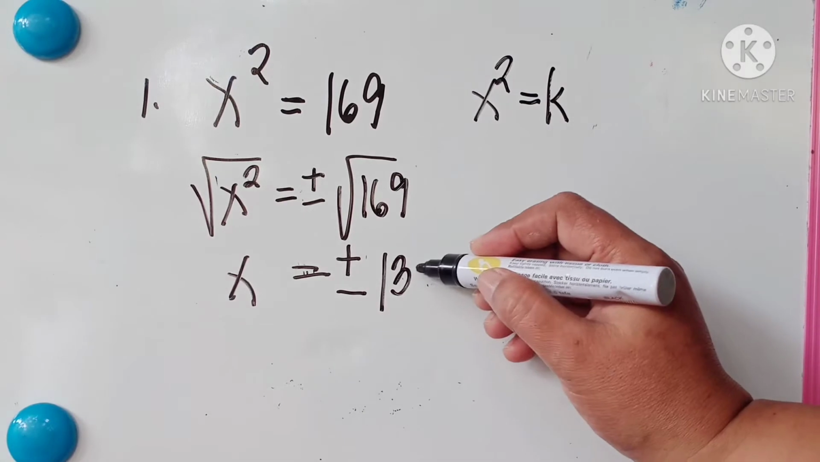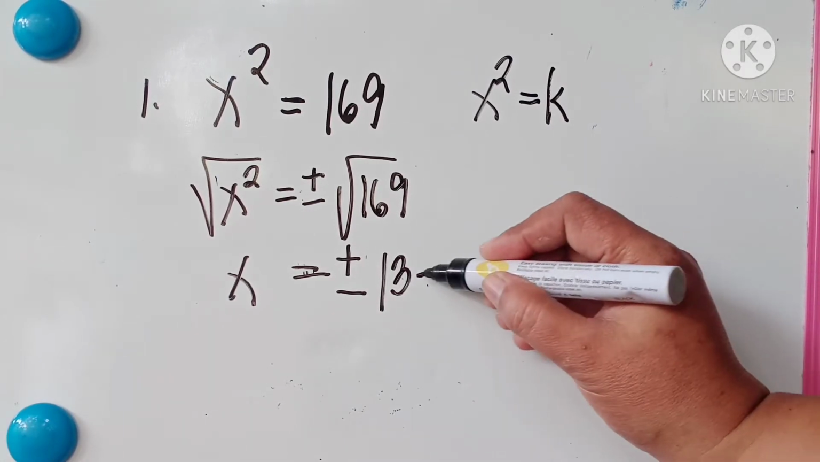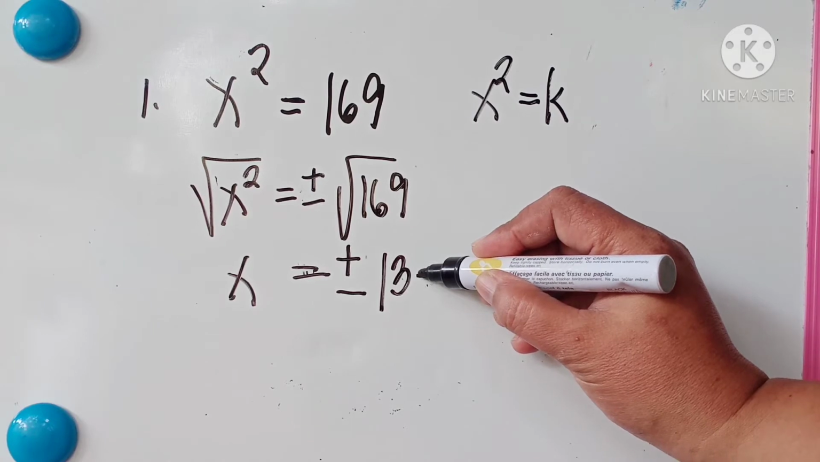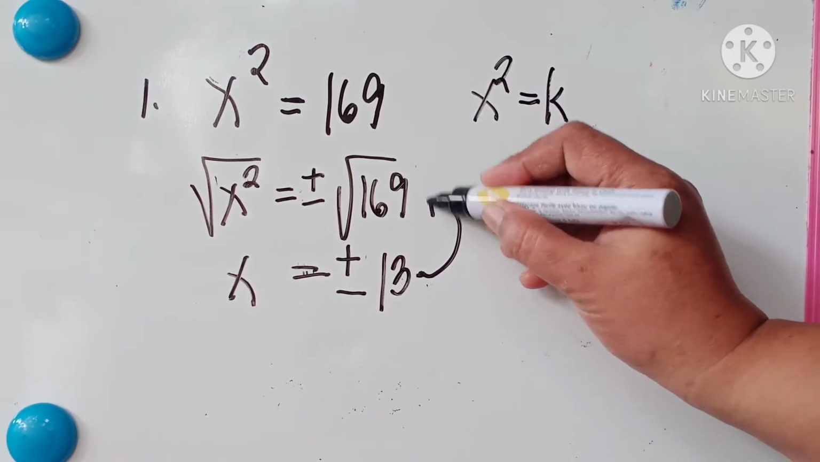Okay? So, paanong 13 ito? Just multiply this by itself. So, 13 multiplied by 13 is 169.